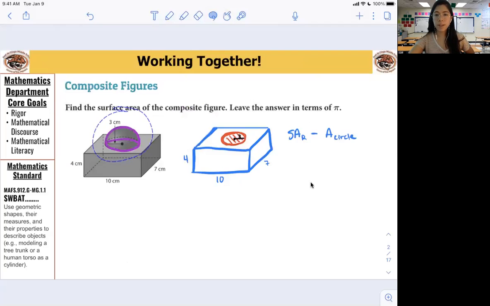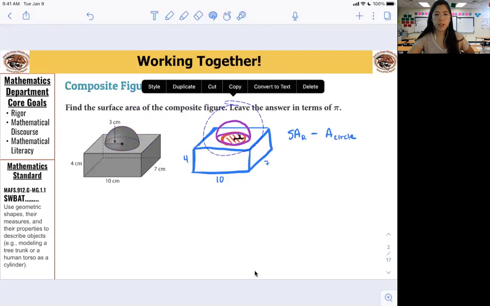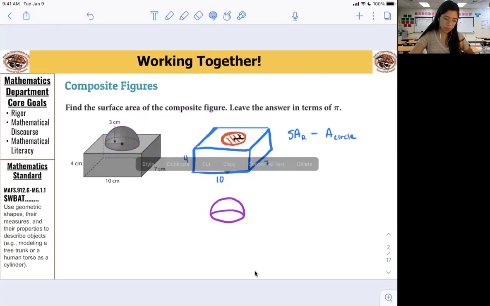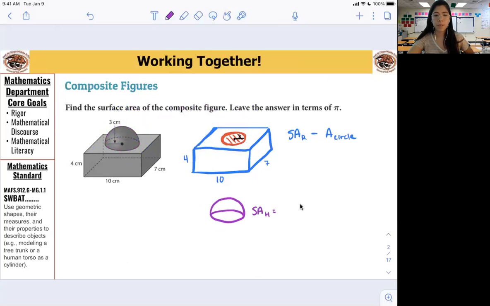So after I've done this, what am I going to have to add on top? The hemisphere goes on top. Exactly. So then I take the hemisphere separately, and we take the surface area of this hemisphere, which we know from the previous slide. What would be the formula for the surface area of the hemisphere?